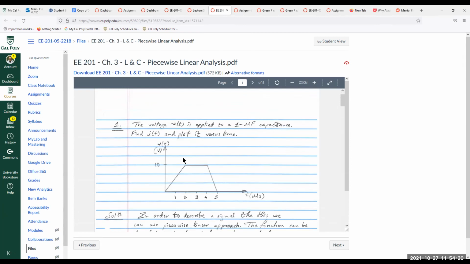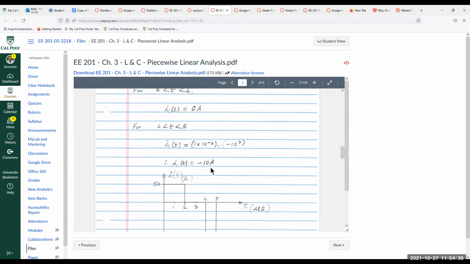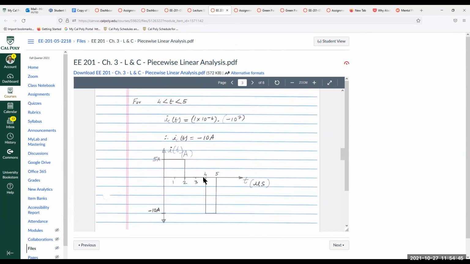So this is the exact example. The question being asked was, what if the voltage is a constant, but it's above 0? As you can see here, the voltage is a constant between 2 microseconds and 4 microseconds. It has a constant value of 10, right? So when I solve this, I_C of t would be 0. So for that portion between 2 and 4 seconds, capacitor current is 0.